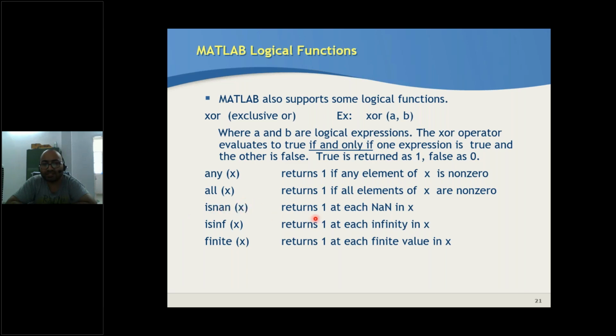isnan of X returns 1 at each NaN in X. So if your variable X has a not-a-number stored in it, then this command isnan of X will return 1. If the variable X is storing an infinite value, then the command isinf of X will give you the value 1. If all the values stored in X are finite, then isfinite of X will return 1.